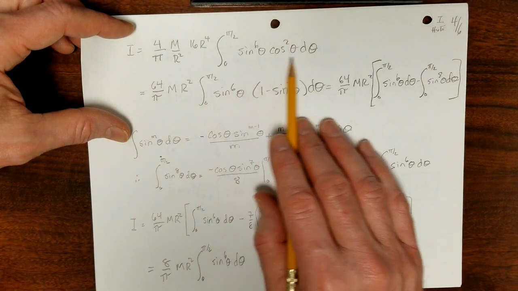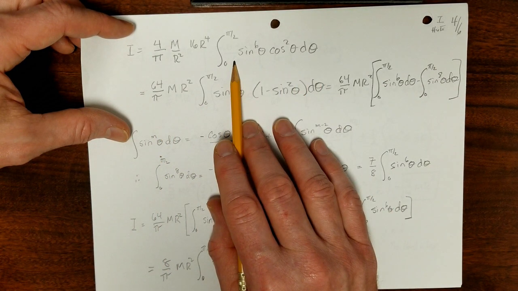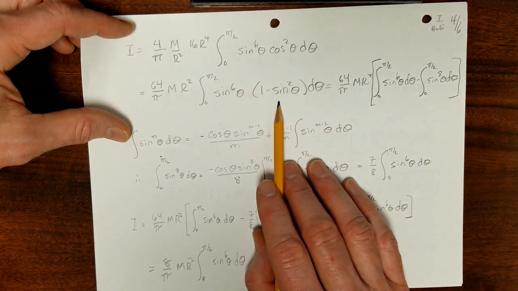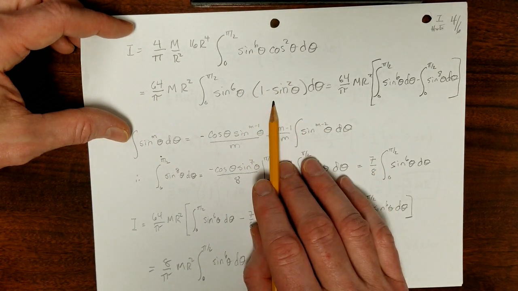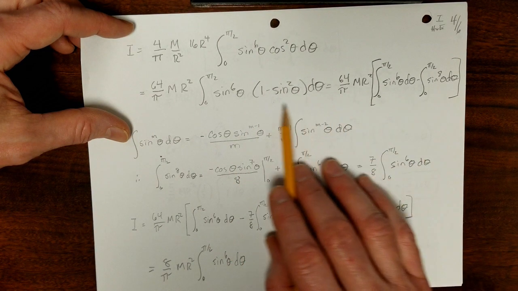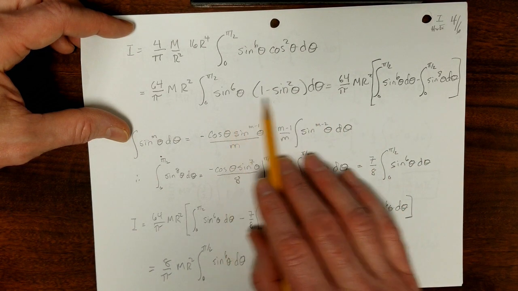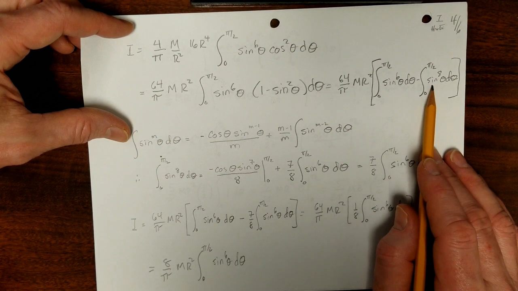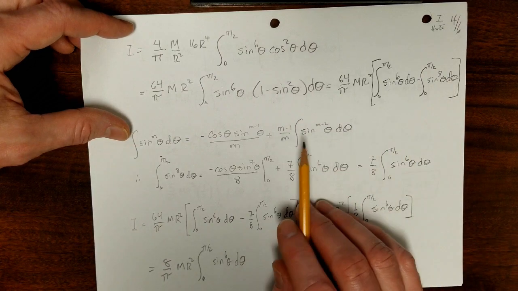simplification process. We need to somehow integrate that, so I want to get it in terms of just one of the trig functions. I know cosine squared is 1 minus sine squared, so I make that substitution. I distribute, and so I end up with this integral of sine to the 6th power minus this integral of sine to the 8th power.